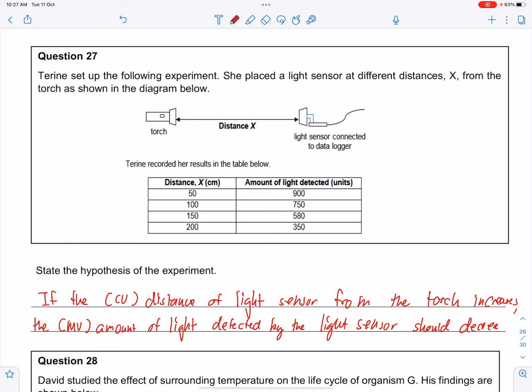Up to you. Okay? So really, in reality, this comes before your results. But of course, if the results are there, then you follow suit. Okay? As you can see, as distance x increases, your amount of light decreases.